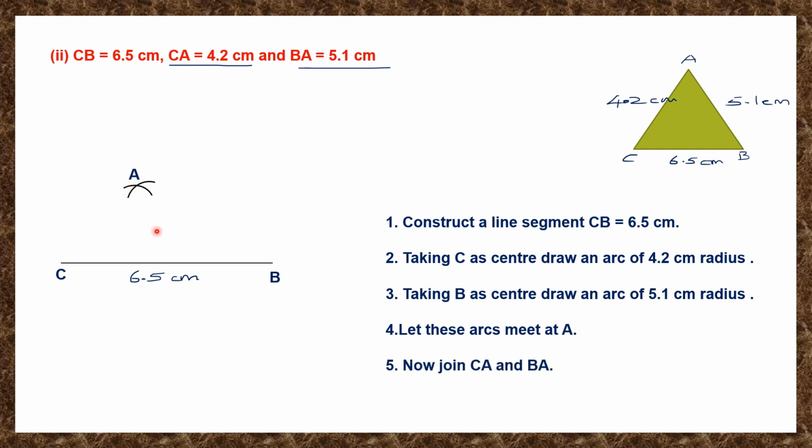Then now join CA and then join BA. Now can you see we have got the required triangle. So triangle ABC is the required triangle. So what are the measurements? BA, the question itself says, is 5.1 centimeters. If you measure with your ruler, you can see that this is 5.1 centimeters and this side CA is 4.2 centimeters.